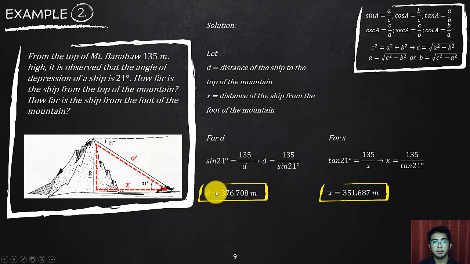D, if you compute it, becomes 376.708 meters. Okay, so that is now the distance if you connect a line from the top of the mountain to the ship itself.